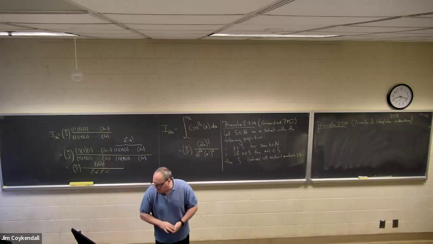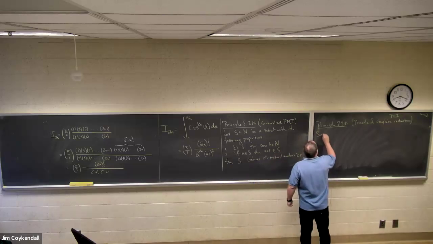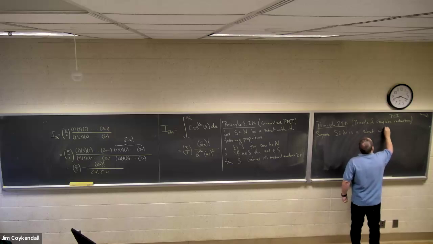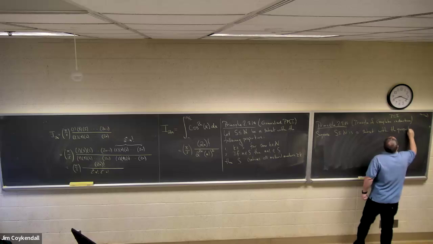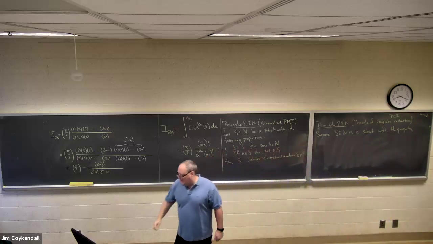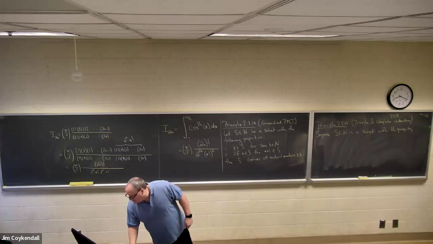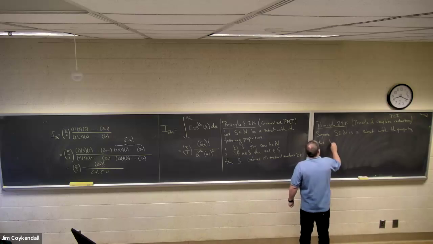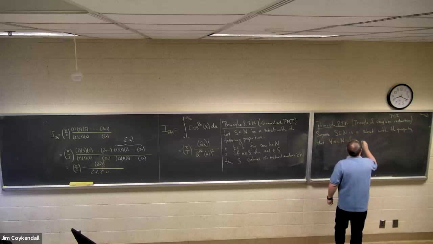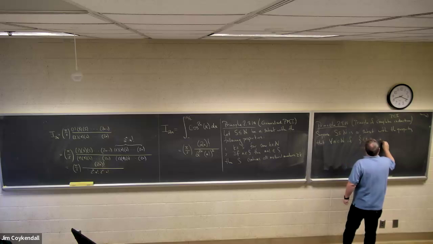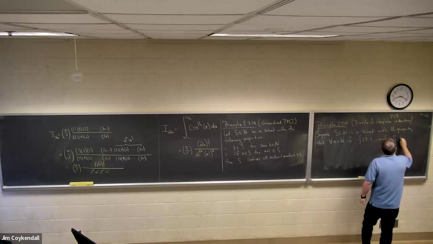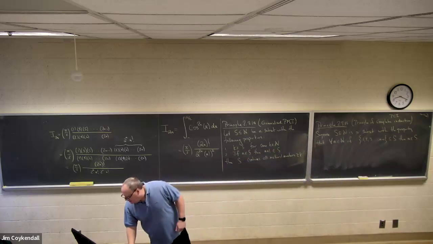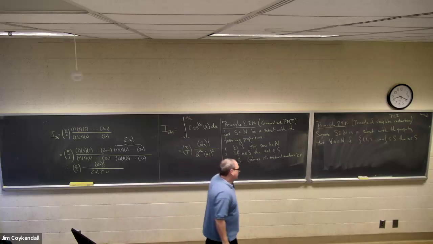Suppose S is a subset of N, such that for all natural numbers n, if 1, 2, 3, up to n minus 1 is a subset of S, then n is in S. Then S is all of N.